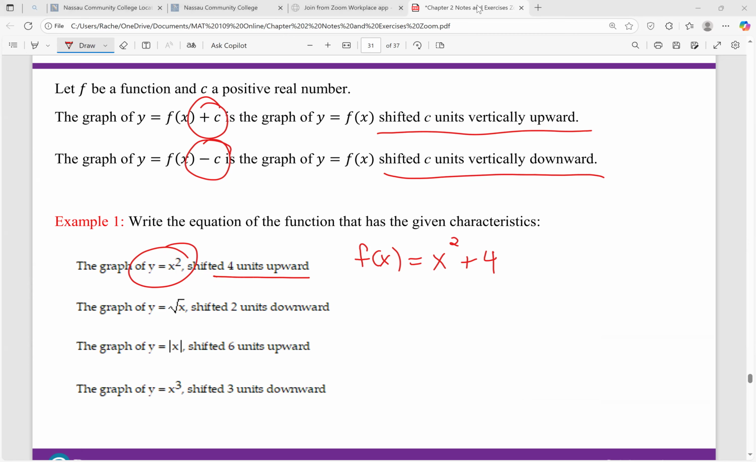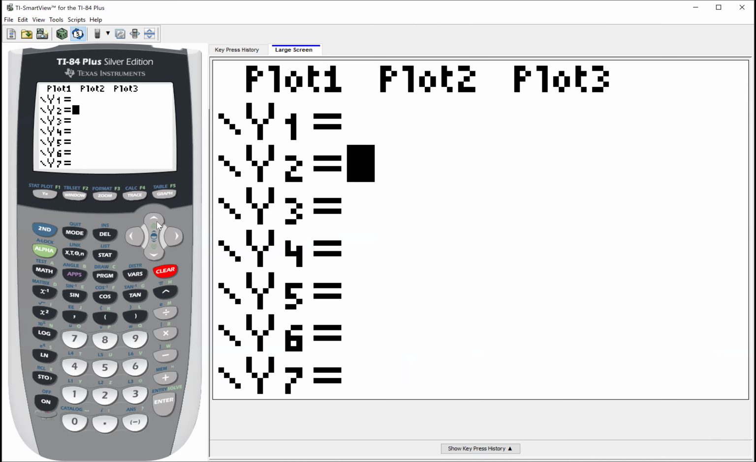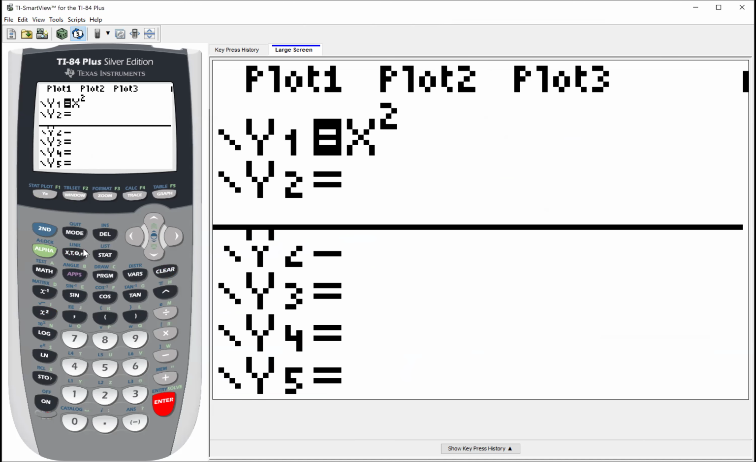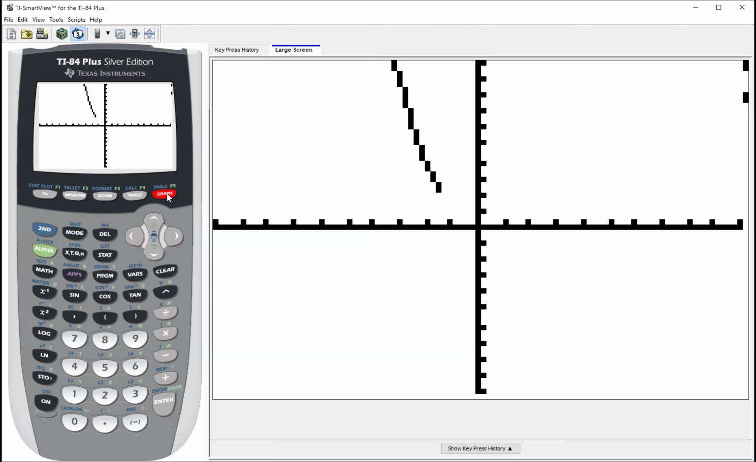Let's look at this in the calculator. So let's graph x squared and x squared plus 4, and I want you to see how it's going to shift 4 units upward. So let's graph x squared, and then let's graph x squared plus 4. So here's x squared. And now x squared plus 4 is the graph above it that's shifted up 4 units. It's the same graph, except it's shifted upwards by 4 units.